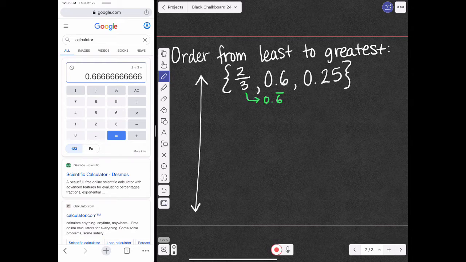Now that I have all my numbers in decimals, I'm going to go ahead and graph. I see that all of my numbers are below 1, so I'm going to graph by tenths.